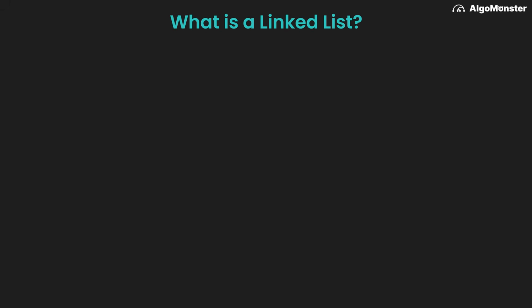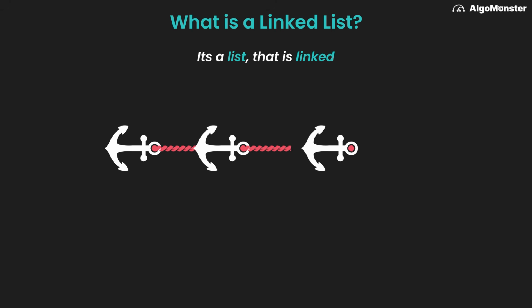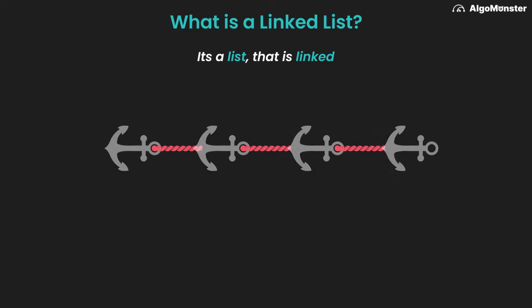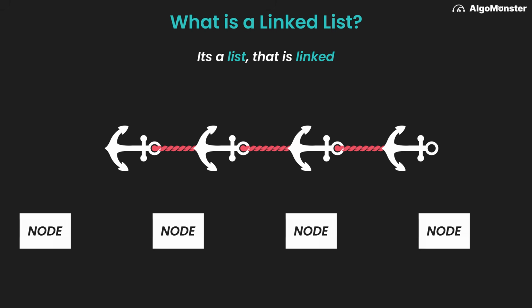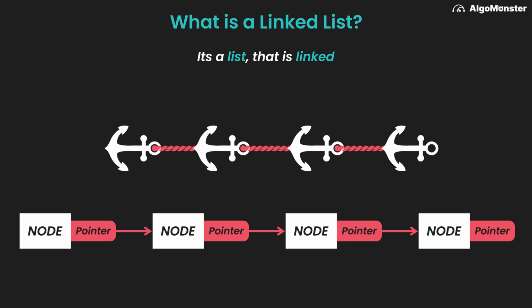Okay, so what is a linked list? The name says it. It's a list that is linked. Simple. But how are they linked? Think of it like a chain of anchors. Each anchor holds some data and has a rope pointing to the next one. In code, you have a node, and each node has a pointer to the next node. That's it. That's the whole thing.